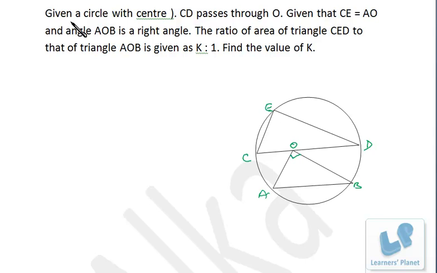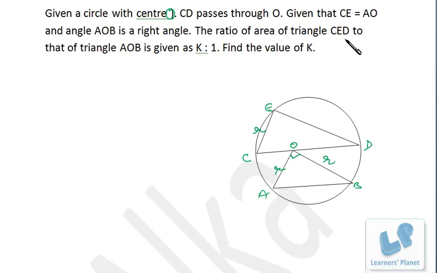Here, given a circle with center O, CD passes through O, and given that CE is equal to AO. So since O is the center, OA must be the radius of the circle, and OB is also a radius of the circle. Do not go by the diagram because it is not drawn to scale. So OA is equal to OB. Both of them are the same because O is the center of this bigger circle, right? Now it is telling CE is equal to AO. So OA is R, that means CE is also R, right?